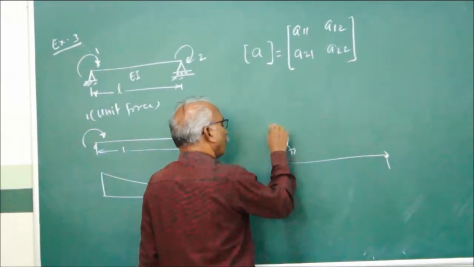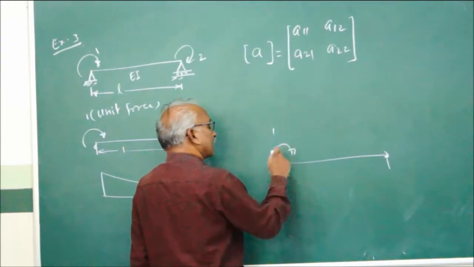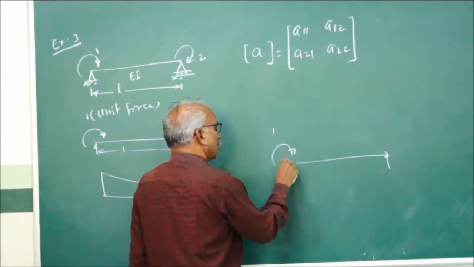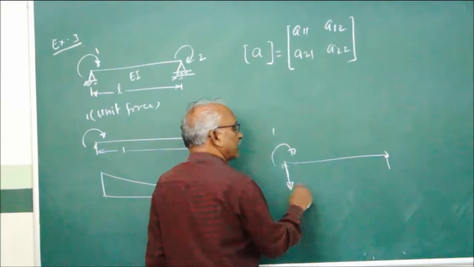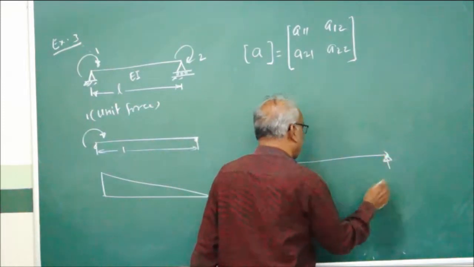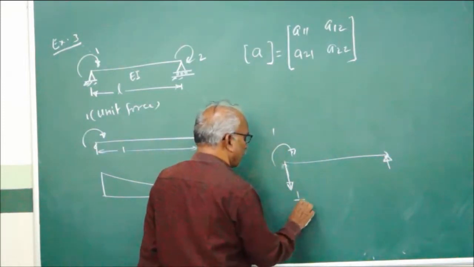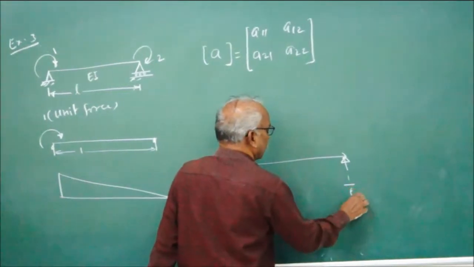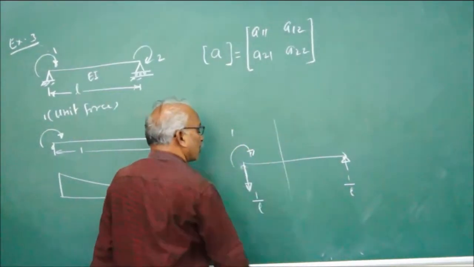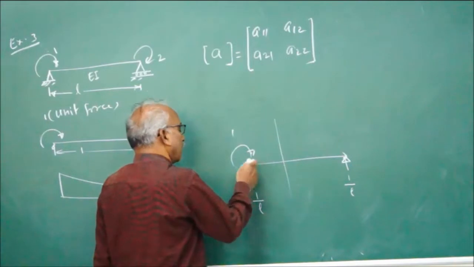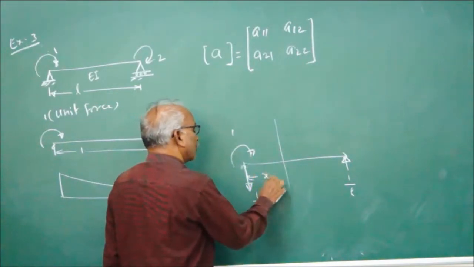This is the moment 1. So the reaction here, this is a clockwise moment. For an anti-clockwise moment, this reaction will be downwards and this reaction will be upwards. So the reaction here will be 1 by L, and here also it will be 1 by L. If you take moment about any section, it is 1 minus 1 by L into S.